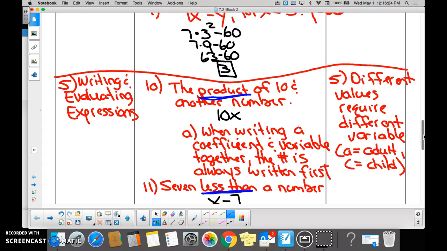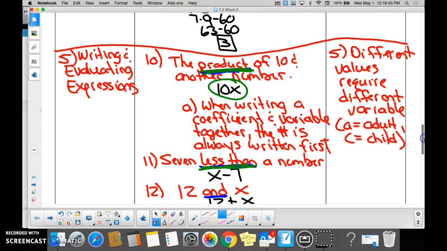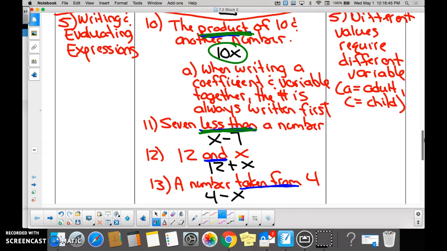We said that every single one of these, number 10, number 11, and so on and so forth, had a key phrase or key word that told us what to do, yes or no? Yes. So what does product tell us to do? Multiply. So in this problem, are we multiplying? Yes. What does less than tell us to do? Subtract. And in this problem, are we subtracting? Yes. What does the word and tell us to do? Add. And so on and so forth.